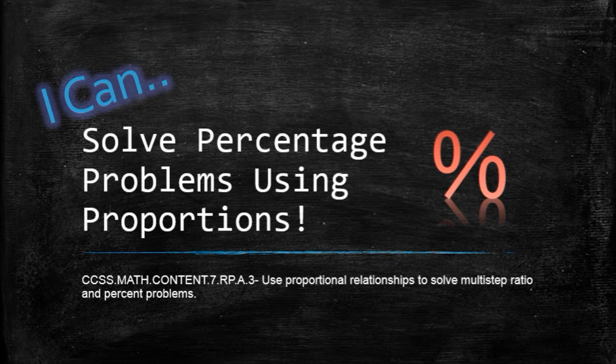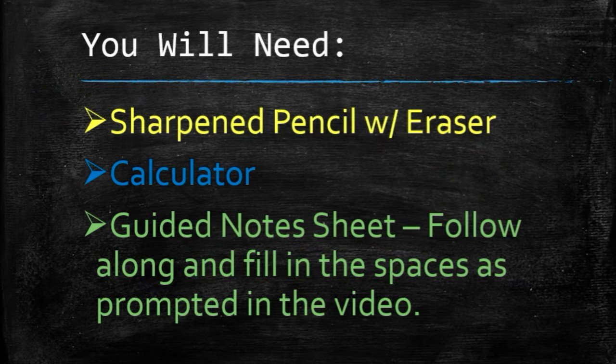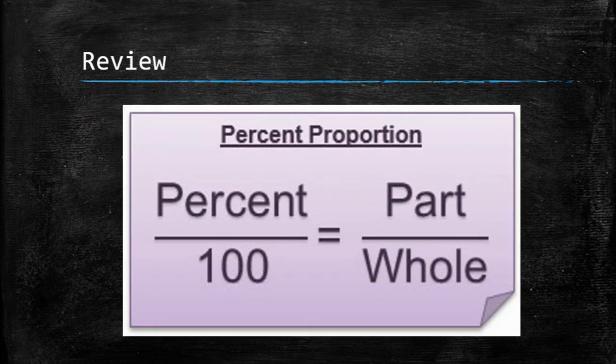for the test. For this class, you'll need a sharpened pencil with an eraser, a calculator, guided notes sheet, and of course you'll follow along and fill in the spaces as prompted in the video. If you are watching this in the classroom, you'll also need your headphones. So make sure that you have those supplies before you start the video, and pause the video if you need to go get any of these items and come back and resume when you're ready.